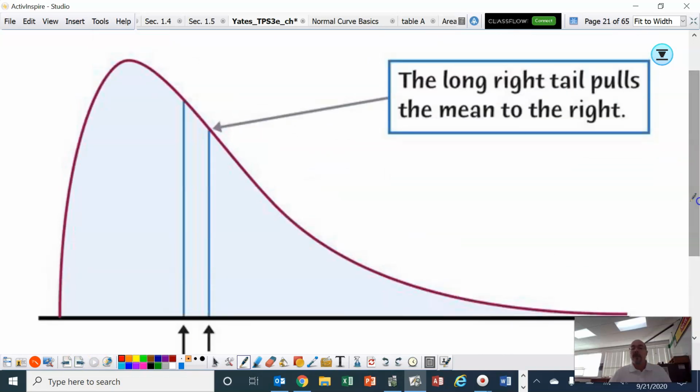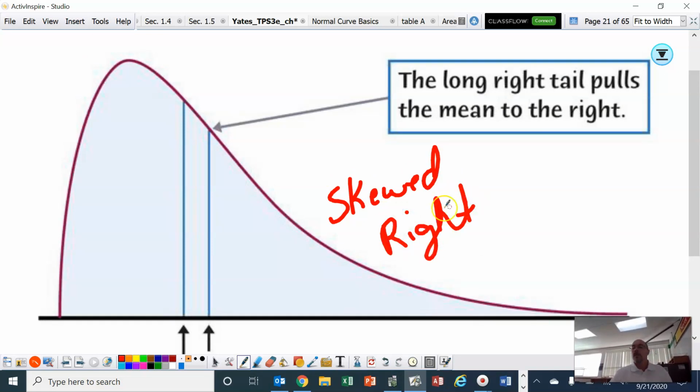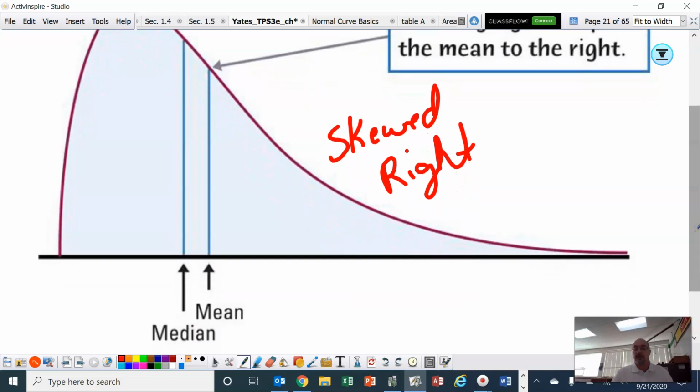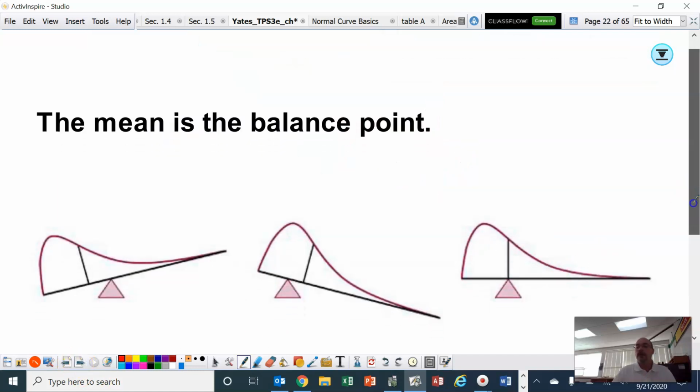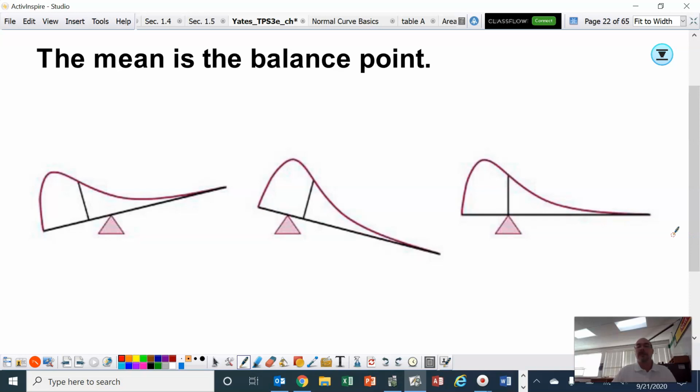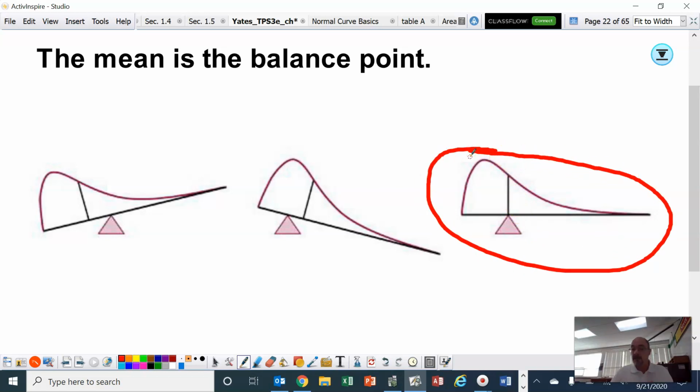However, if it's skewed to the right, remember the mean is going to be bigger than the median. Now remember, the median is the halfway point. So to the left of the median is 50% of the data. To the right of the median is 50% of the data. But the mean, that doesn't work with the mean, that only works with the median. But skewed to the right, the mean is to the right. The mean is bigger than the median. And you can see here, the mean is the balance point. But remember, the mean is not necessarily 50% to the left, 50% to the right.